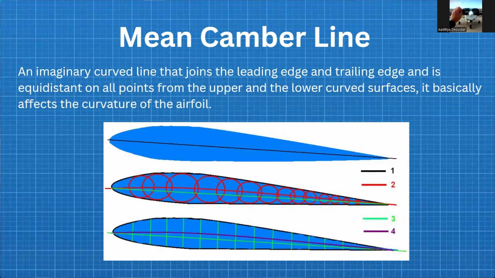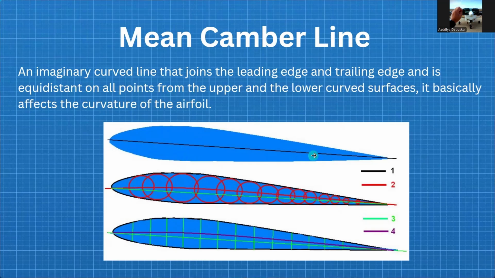Now, this is the mean camber line. Okay, so what is the mean camber line? Keep a note that this is curved only in the case of asymmetric airfoils. In symmetric airfoils, the mean camber line is straight. So, getting back, it is an imaginary line that joins the leading edge and trailing edge and is equidistant at all points from the upper and the lower curved surfaces, and it basically affects the curvature of the airfoil.